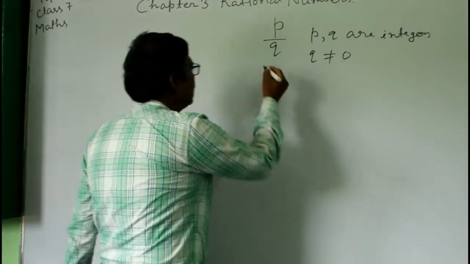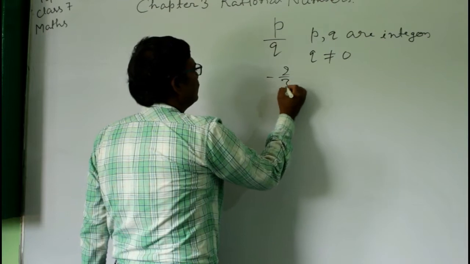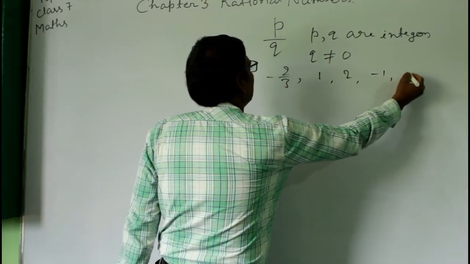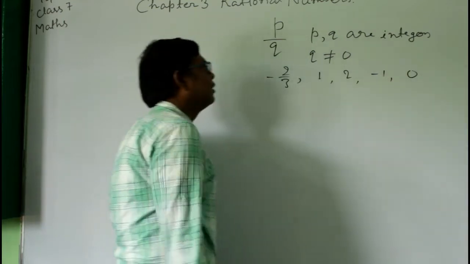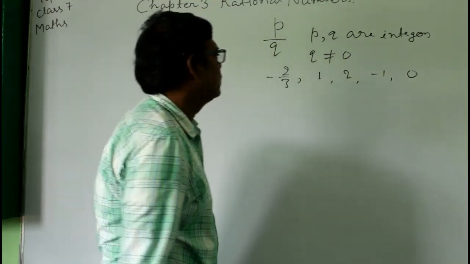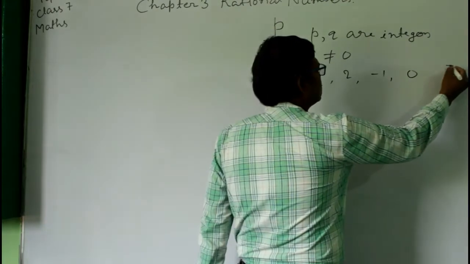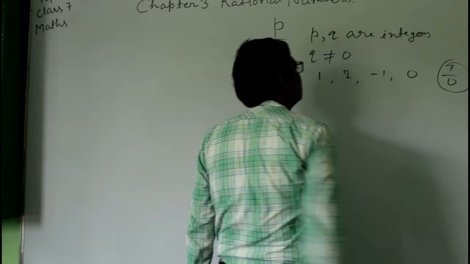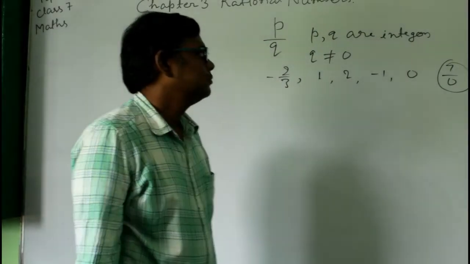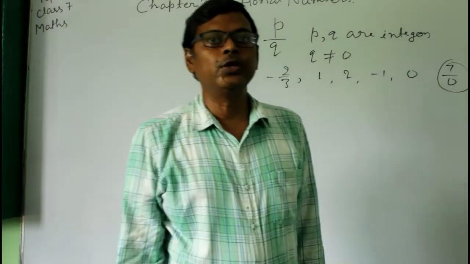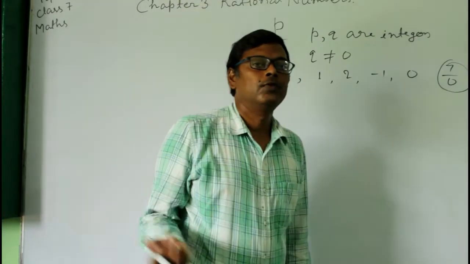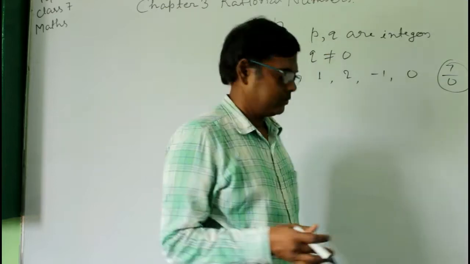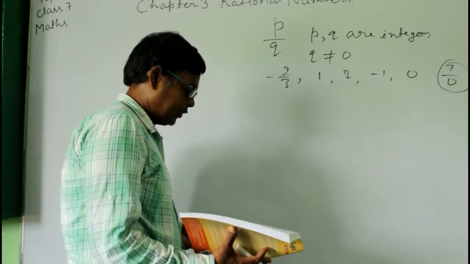And the examples are like minus 2 by 3, 1 by 2, minus 1, and 0. All these are rational numbers. But if you say 7 by 0, this is not a rational number, because division by 0 is not allowed. When we divide any number by 0, it is undefined or meaningless. Okay, so this is the definition.